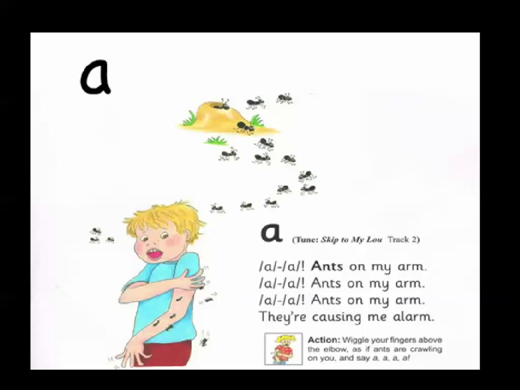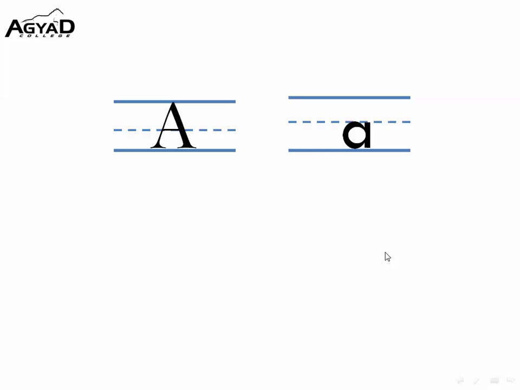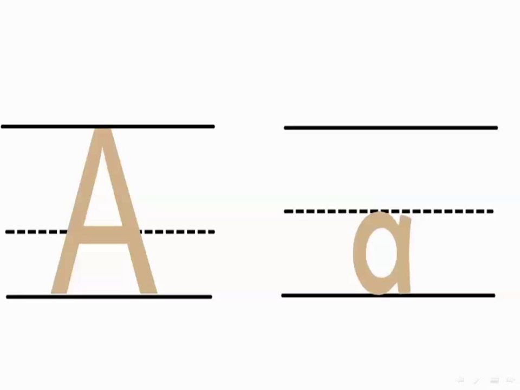Okay, so KG1, what is the sound? Yes, it's A. Here is the capital A, and this is the small a. The name of this letter is A, but whenever we say it, what sound shall we say? Yes, ah. Very good. So, what sound is this again? It's ah. Now, we want to write this. How do we write it?